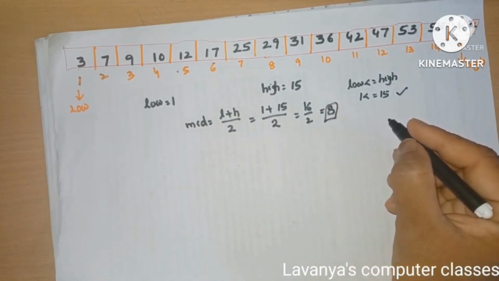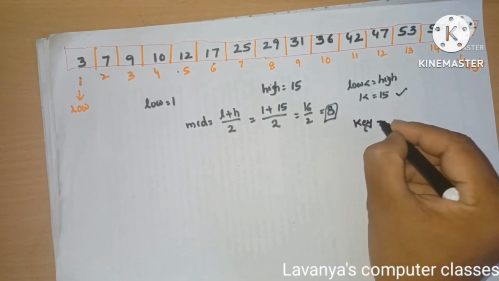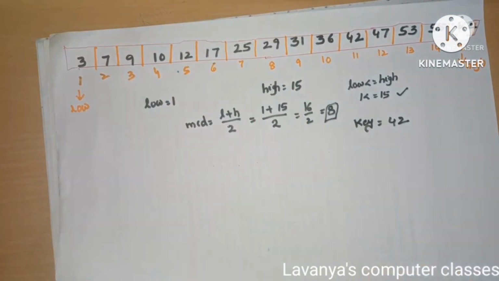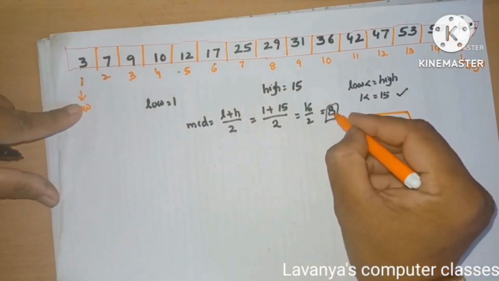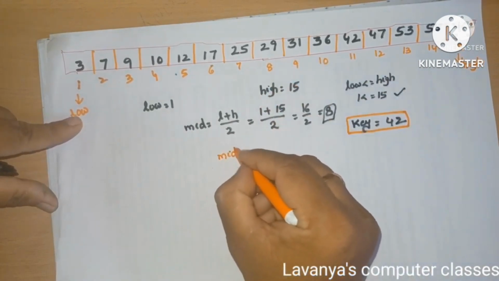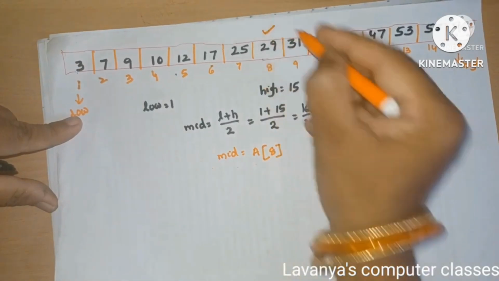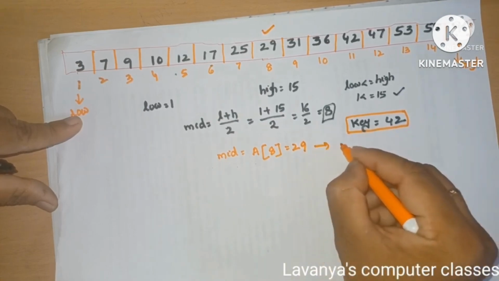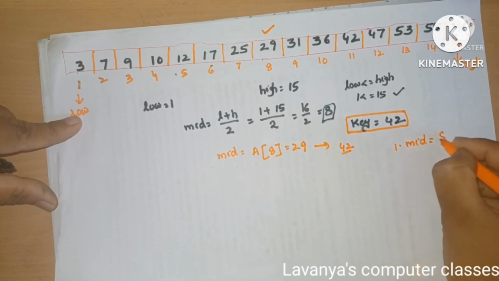Now we go for the search element, which is also known as the key element. Which element do you want to find? For example, we think it is 42. Key element is 42, so the search element is 42. What is your middle element? 8th position. So check it: A of 8, the 8th position, which element is there? 29. What is your search element? Search element is 42. So first point, is mid equal to search?